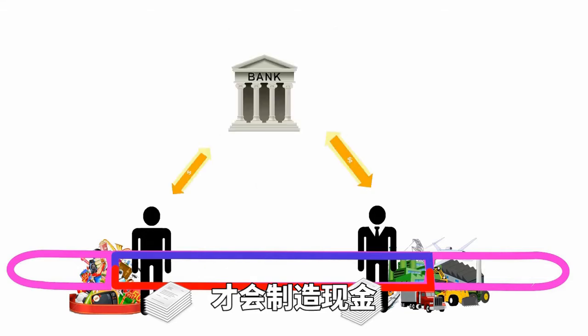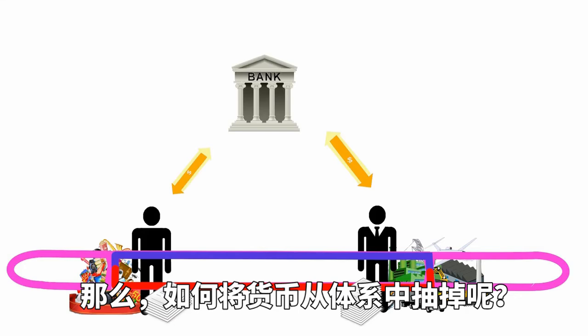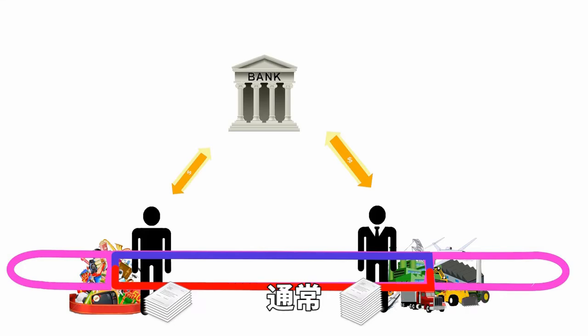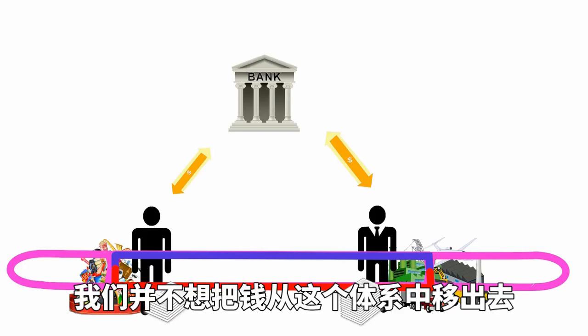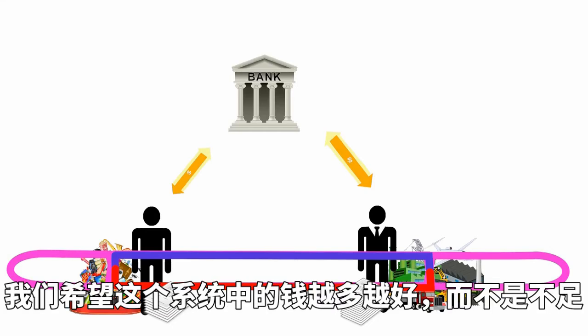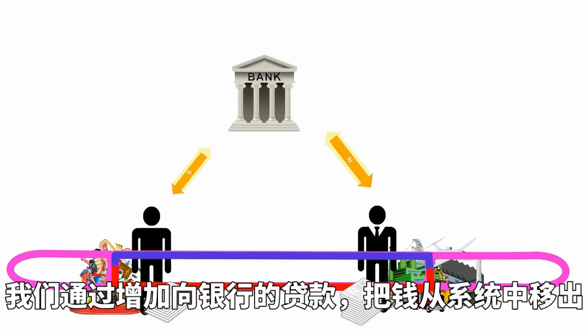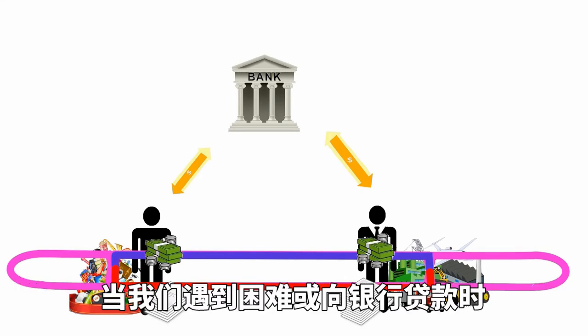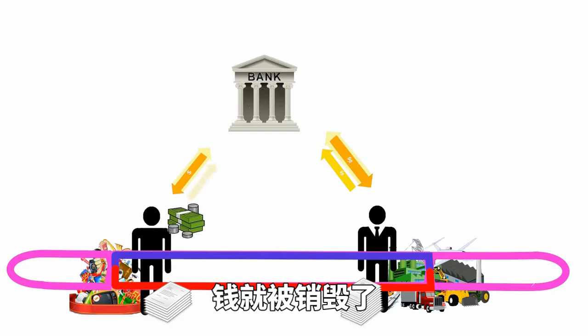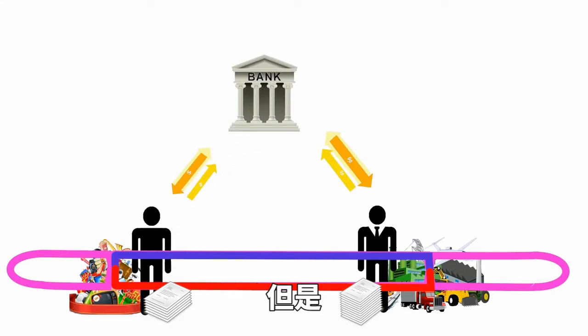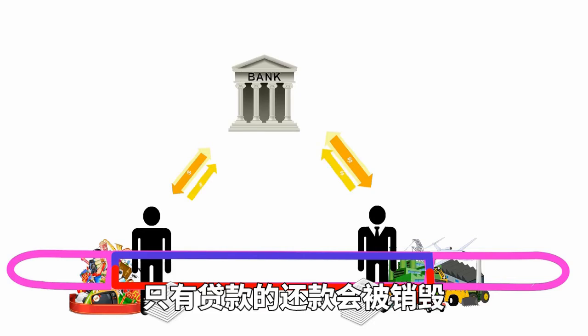So how do we remove money from the system? Normally, we don't want to remove money from the system. We'd better have more than not enough. We remove the money from the system by reimbursing loans to the bank. When we reimburse our loan to the bank, the money is destroyed. But only the repayments of the loans will be destroyed.